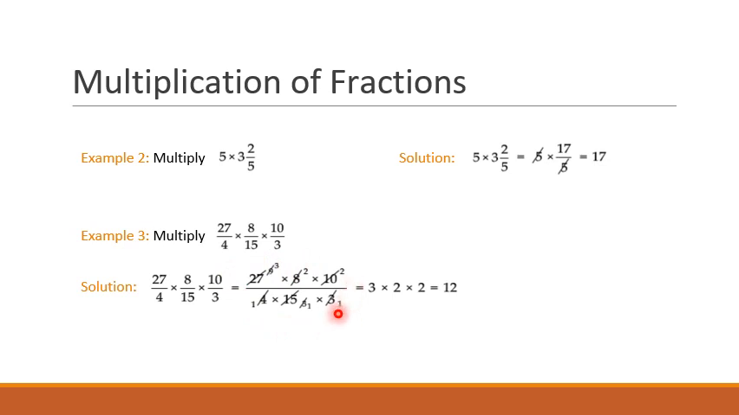So you have to look for common factors between numerator and denominator. Always keep in mind that you can cancel only between numerator and denominator. Don't cancel if there are common factors within the denominator or within the numerator. So like here I cannot cancel 15 and 3, but I can cancel 27 and 3.